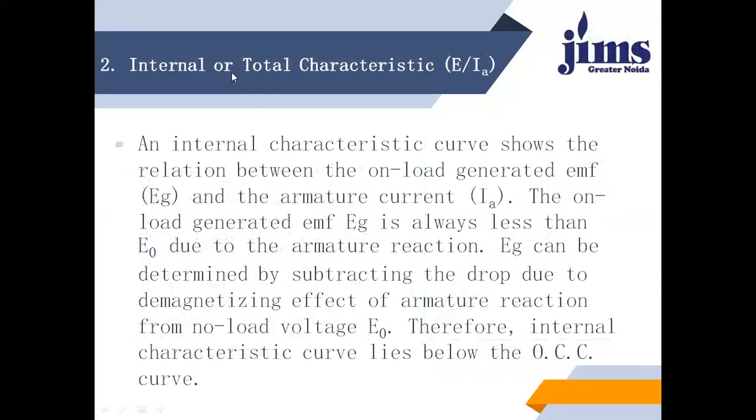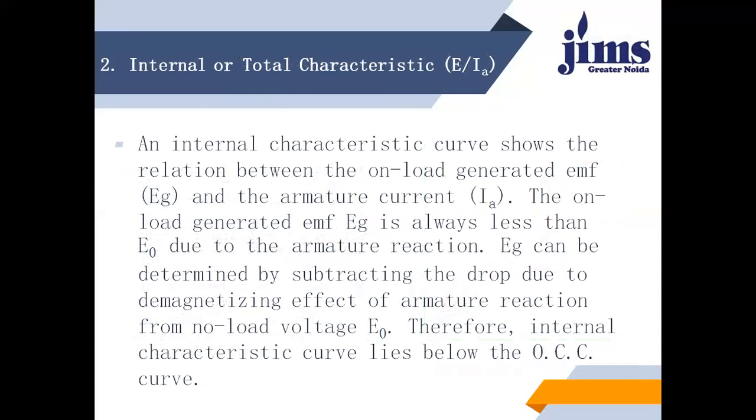Another, the second one, will be the internal or the total characteristic. It is the EMF versus the armature current, because we know that there are two types of windings in a DC machine. One is the armature winding, another is the field winding. The field winding is placed on the stator side and the armature winding is placed on the rotor side.